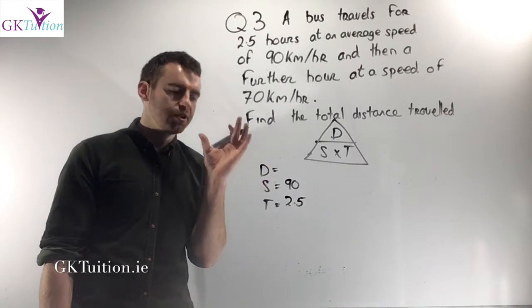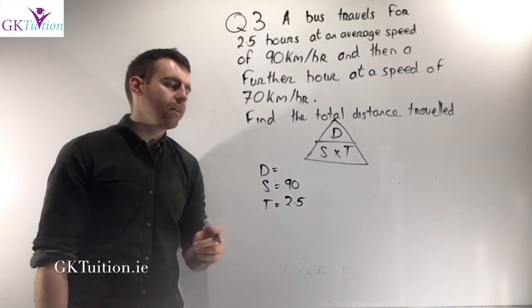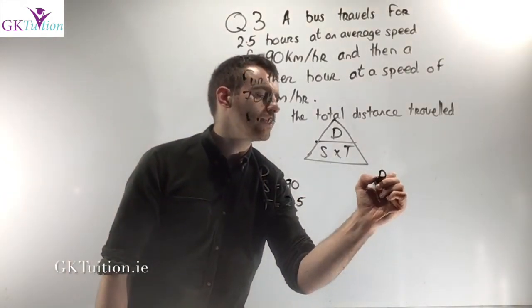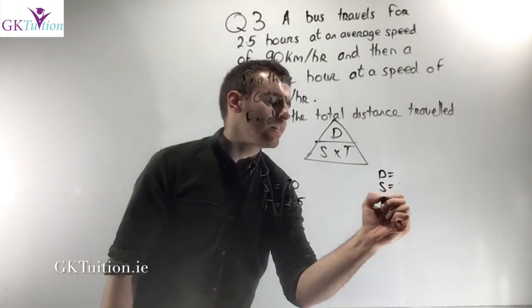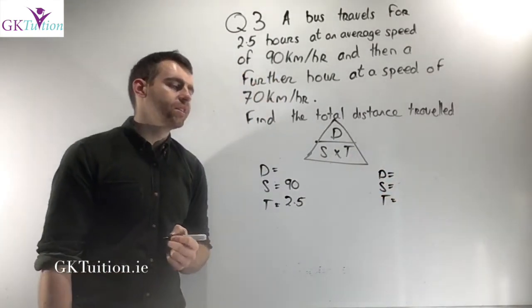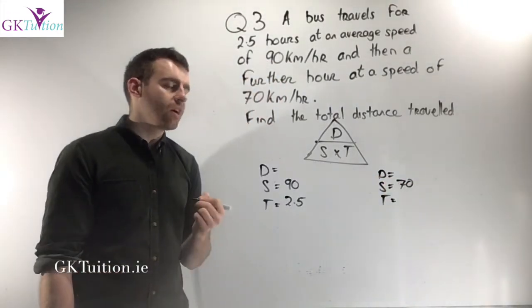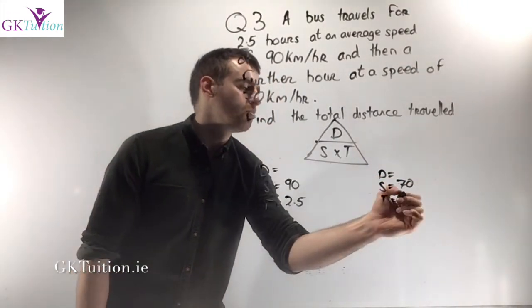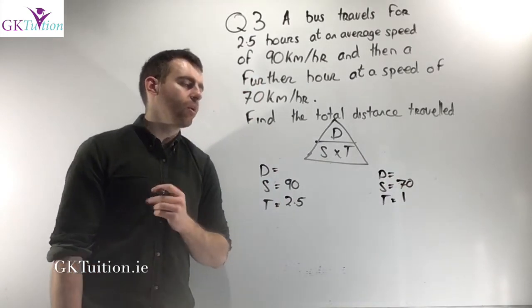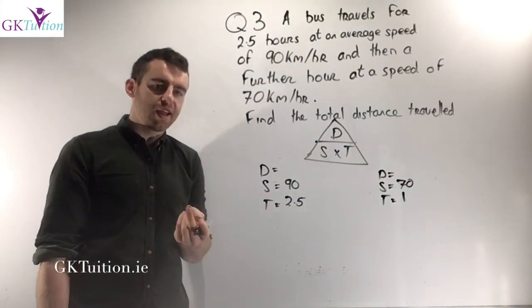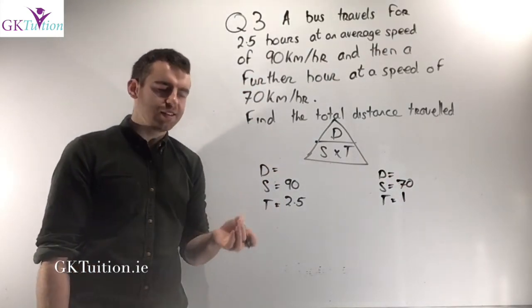I would always get students to just set that up first. Now let's also do it for the second segment of the journey. In the second segment of the journey, I know that the speed he's travelling at is 70 kilometers per hour, and the length of time that he travels at that speed is 1 hour. So I know S and I know T. Once again, I can use this triangle to get the distance D.